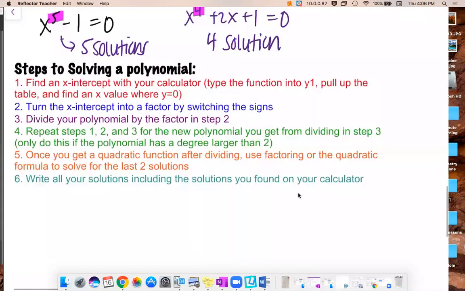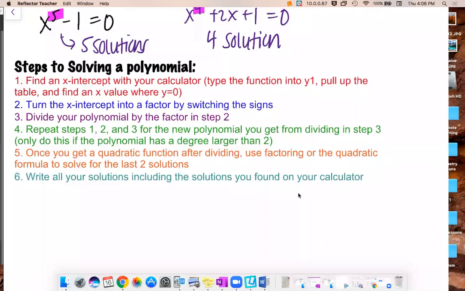Okay, last thing, you guys can pause and write these down, but these are just the steps you should be going through that we went through above. So the first thing you do is you find an x-intercept with your calculator: type the function into y1, pull up the table and find the x value where y equals 0. Turn the x-intercept into a factor by switching the signs. Divide your polynomial by the factor in step 2.